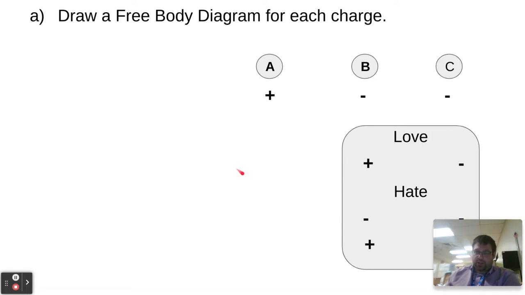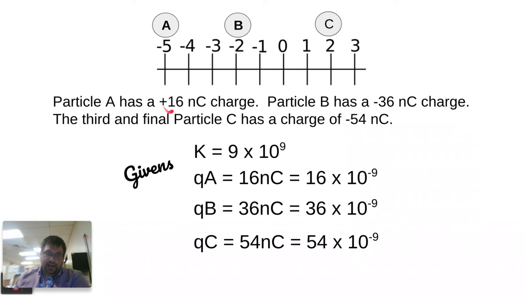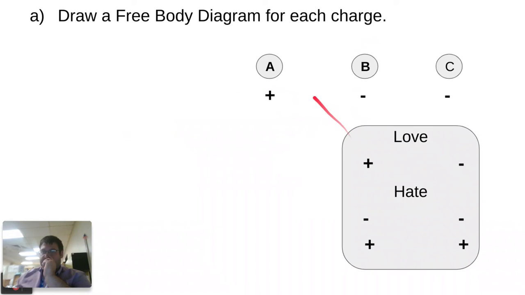So the first question they want you to do is draw a free body diagram for each charge. If I go back for a second and look at the givens, it does say A is positive, B is negative, and C is negative. So for getting the numbers, I'm just going to look at this diagram. Now, with Coulomb's law, we need to remember that positives and negatives love each other, negatives and negatives hate each other, and positives and positives hate each other. So it's all about, do things want to come together or go apart?